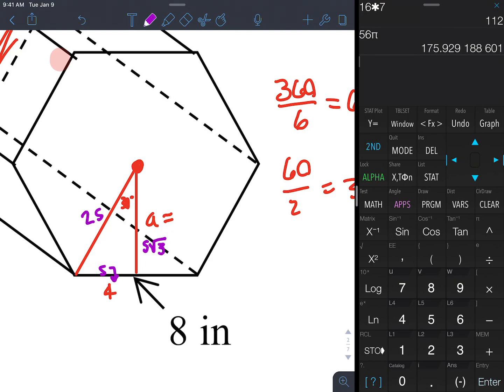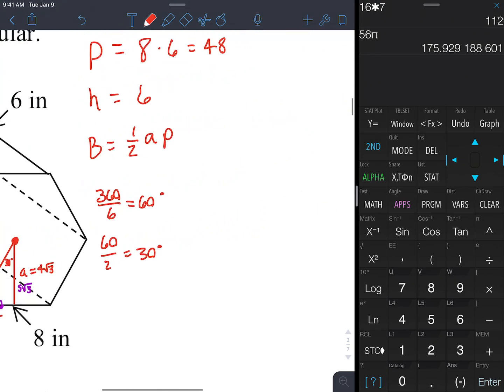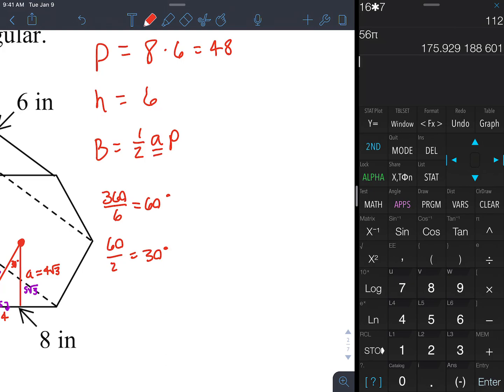So look at this here. Our side is 4, so that means the apothem is going to be 4 times square root of 3, or just 4 square root of 3. All of that to get this A piece right here. Now that we have it, we can type it into our formula: 1/2 times 4 square root of 3, and then times the perimeter, which was up above, 48. That's going to help us find the area of the hexagon.